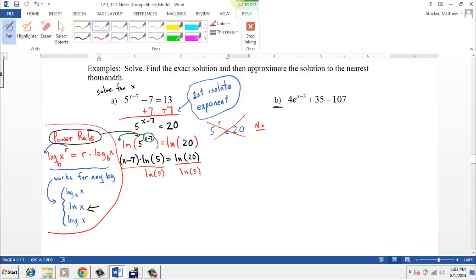Okay, well this is nice because now we start to see some things cancel. We're getting simpler. Left-hand side, all that's left is x minus 7, and I'm going to go ahead and drop those parentheses. We don't need those anymore. It's not multiplied by anything. And the other side, we have ln of 20 divided by ln of 5.